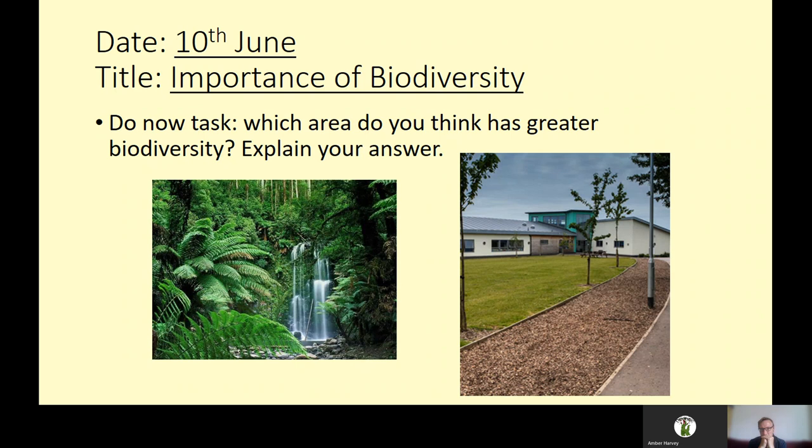Do you know what we mean by biodiversity, first of all? Yeah, it's like the amount of different species in an area. So we've got a picture of the rainforest, and then we've got a picture, obviously, of a school, and you've got some different species that you can see. Where do you think is the greater biodiversity? I imagine in the rainforest.